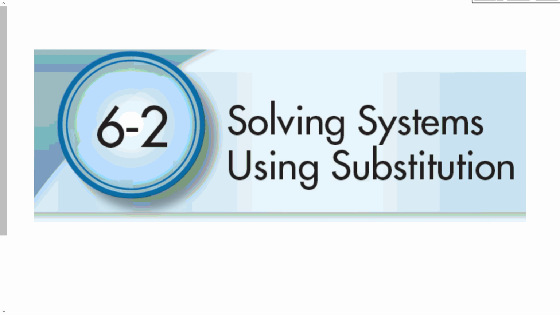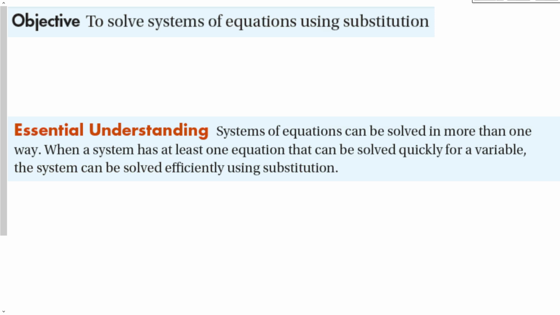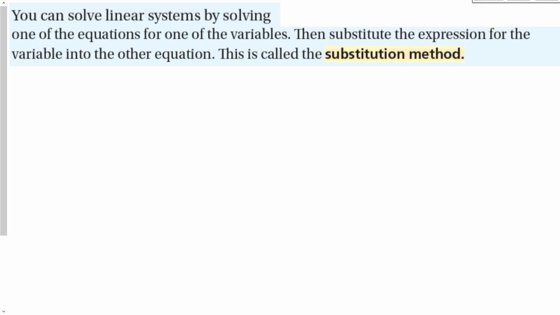6-2, solving systems using substitution. So our objective for this section is to solve systems of equations using substitution. Our essential understanding is that systems of equations can be solved in more than one way. When a system has at least one equation that can be solved quickly for a variable, the system can be solved efficiently using substitution.